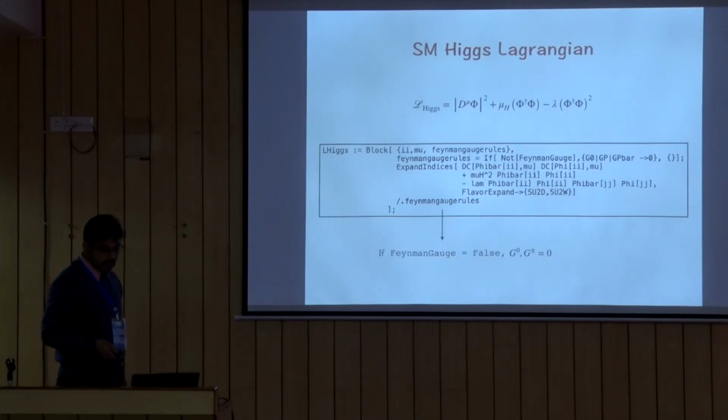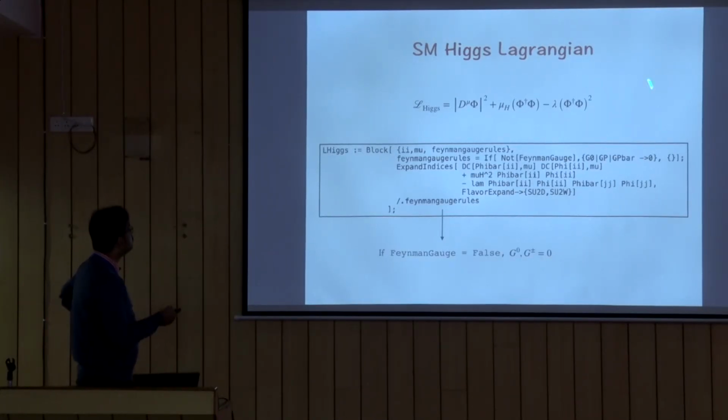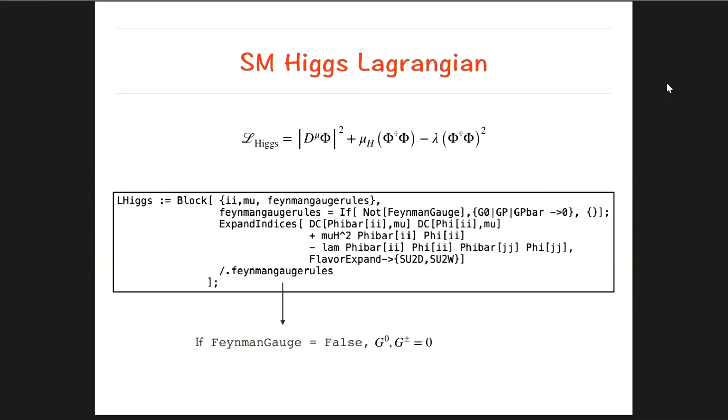Then of course there is another part. There are two parts essentially. One is the Higgs part. Once again, the one part which is important is actually these Feynman gauge rules, because if not Feynman gauge, then these Goldstones actually go to 0. So this is the part which is interesting in that particular context, and the rest is essentially very similar to what we have defined. You define plus mu h square, phi bar phi, etc., lambda phi dagger phi, phi, then you have the flavor expansion exactly the way that we wanted to do.